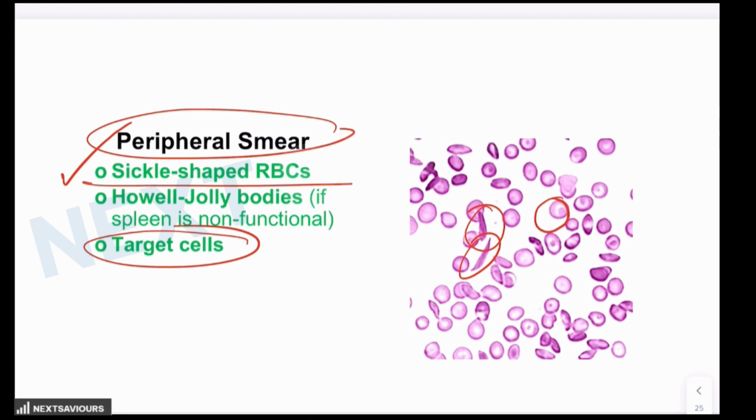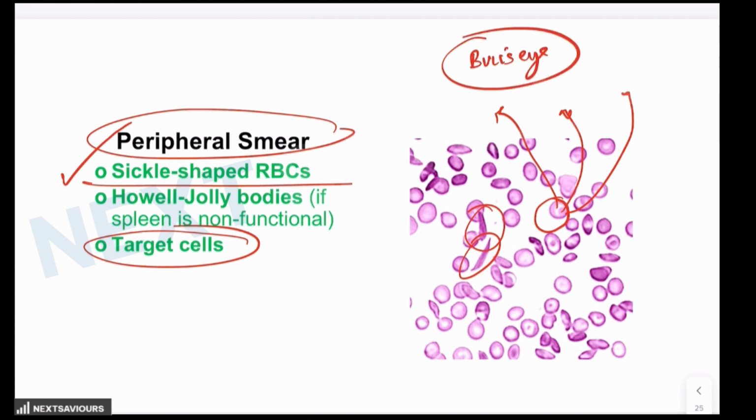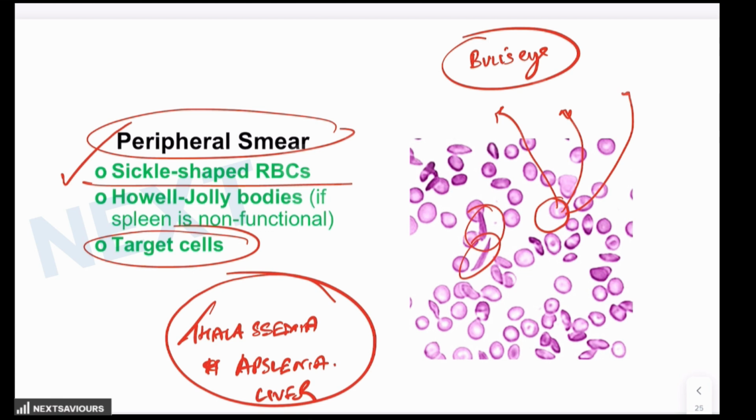These are abnormally shaped red blood cells with a darker central area and a dark outer ring. This is the reason why it appears like a bull's eye, and why it is called the target sign. Now, what are the other conditions in which this target sign is seen? In thalassemia, in asplenia, that means post splenectomy, and in liver dysfunction. So these are the other conditions where you see the bull's eye.